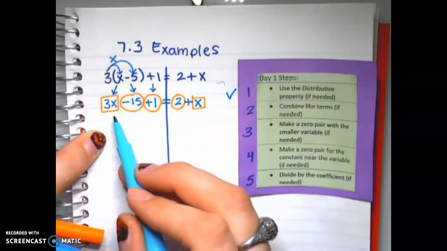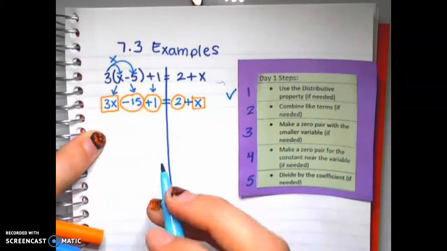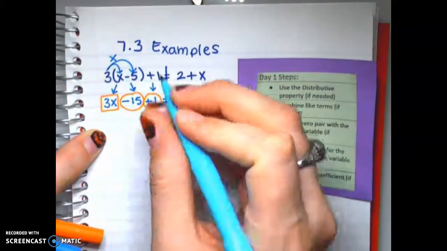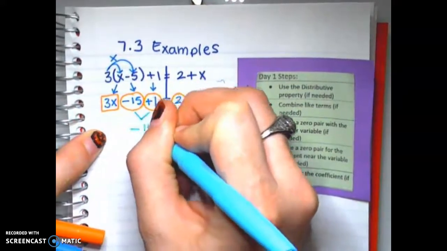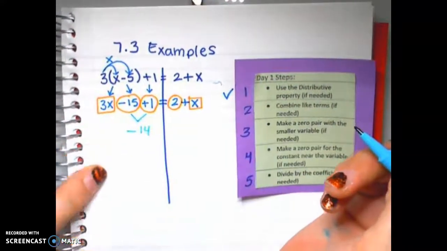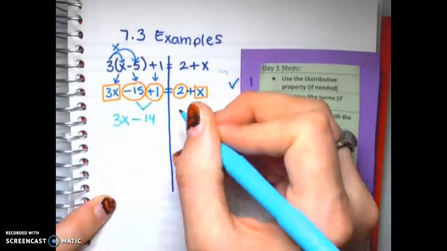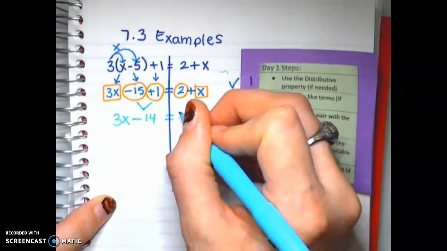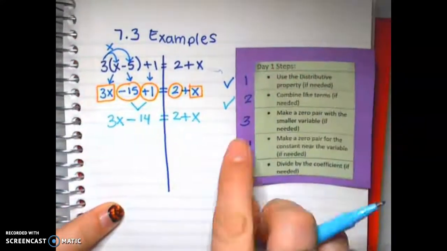So I can combine these two because they are both constants and they both don't have variables. So I'm going to do -15 plus 1 is going to get me -14. And then I'm going to bring down everything I did not use. So I'm going to bring down that 3x, bring down the equal sign, bring down this 2 plus x. And now step 2 is done. Now I'm on to step 3.